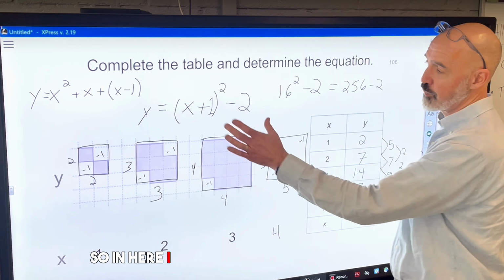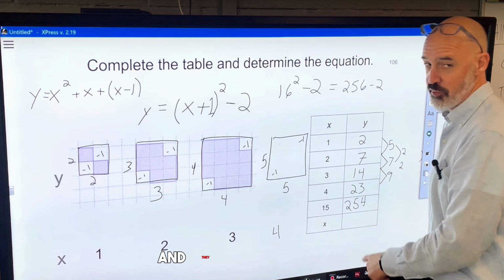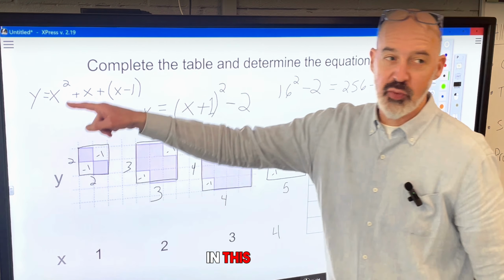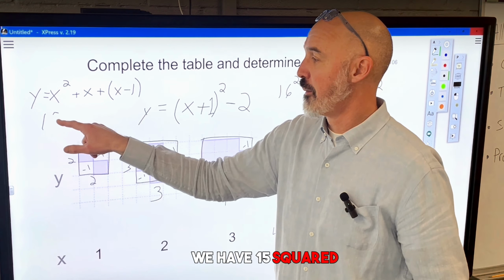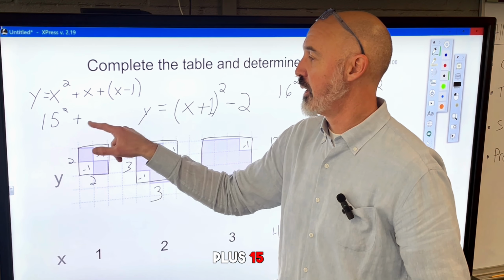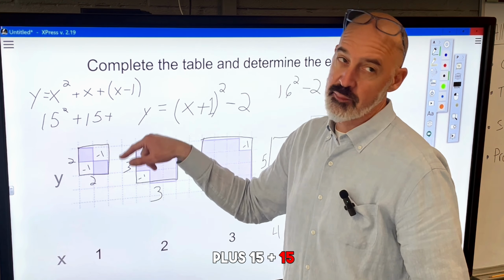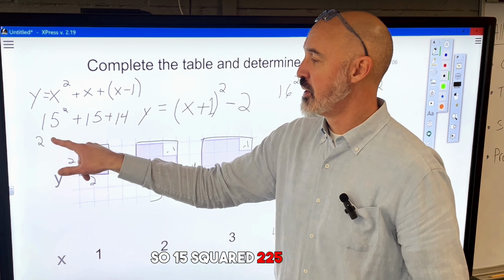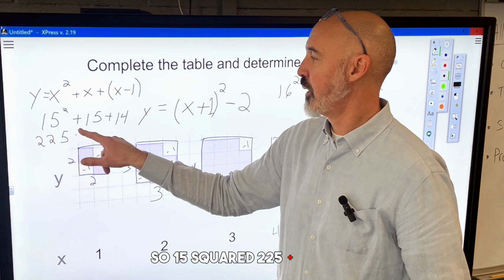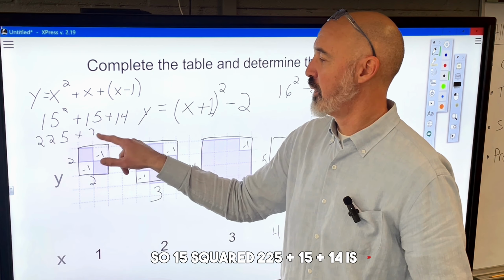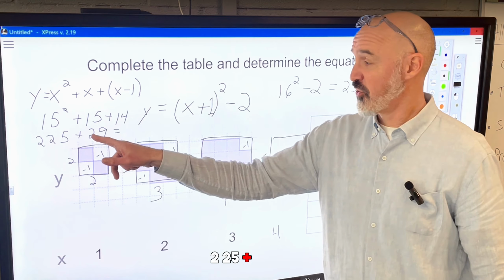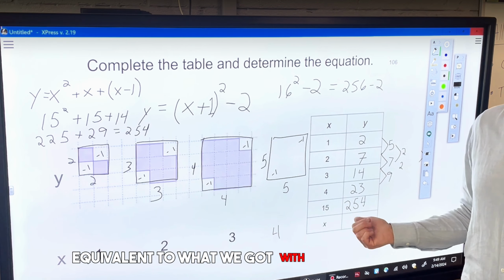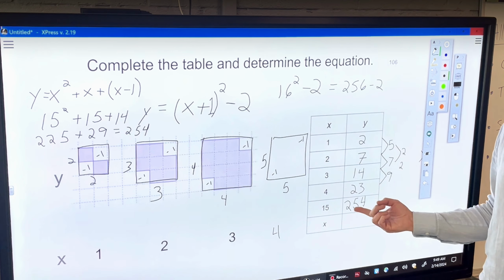Remember, in here, we're looking for what is the value of any y in terms of x. So in here, I can put either of these expressions, and they would both be true. But again, we're checking. Let's go ahead and use 15 in this equation. We have 15 squared plus 15 plus 15 minus 1, which is 14. So 15 squared is 225 plus 15 plus 14 is 29. 225 plus 29 is 254, which is equivalent to what we got with the other equation. So therefore, they're both true.